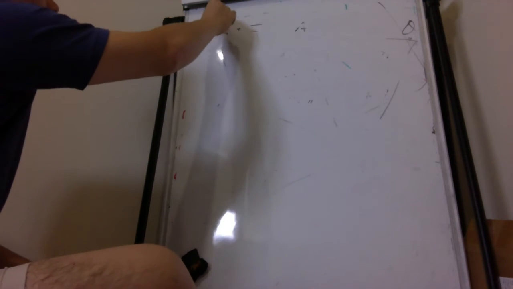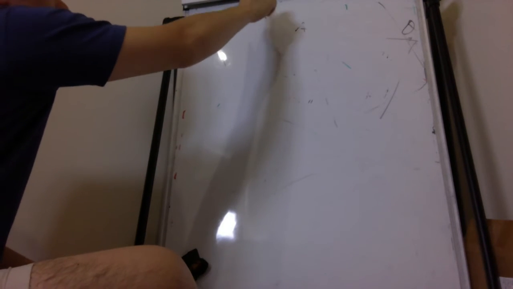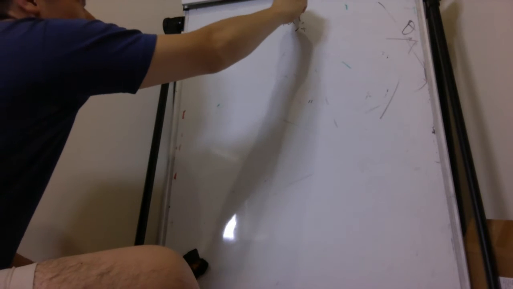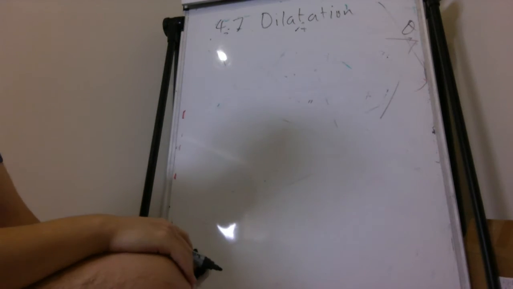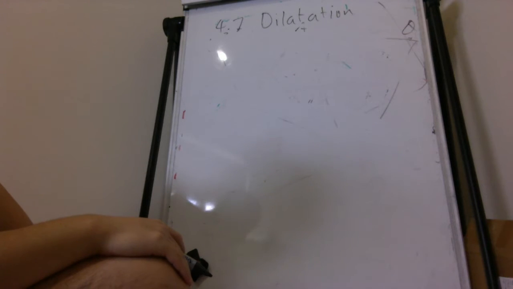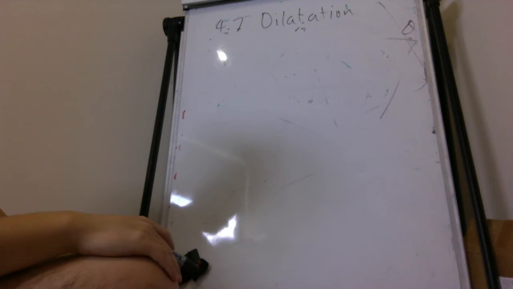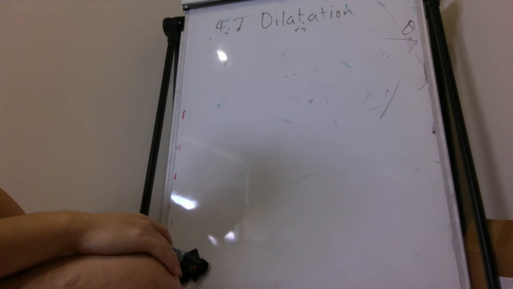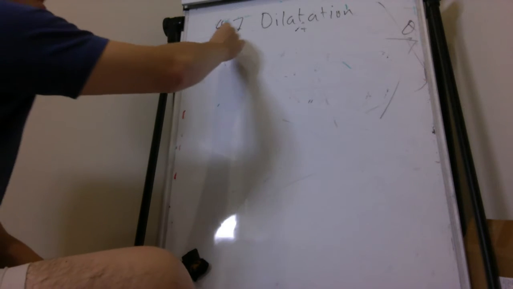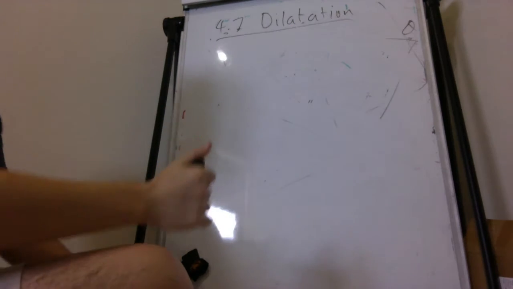Okay, so 4.7. It says dilatation, but I guess this is the active dilatation. Yeah, you sure it's not dilation? Yes, that's what the book says. So they talk about dilate. Before we were preserving distance, right? And this one doesn't preserve distance.